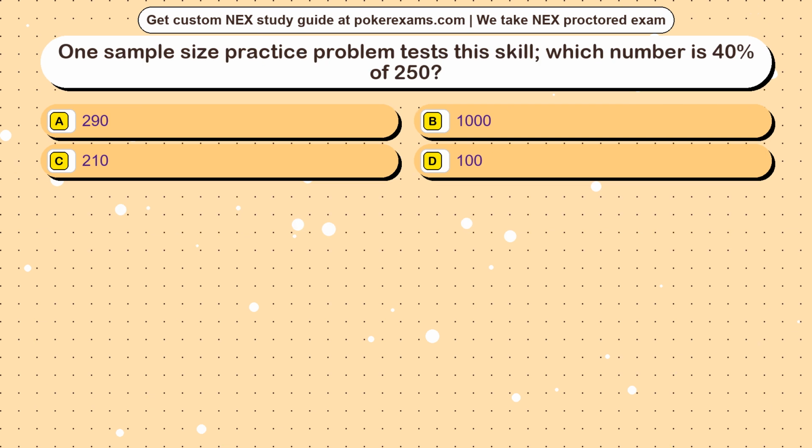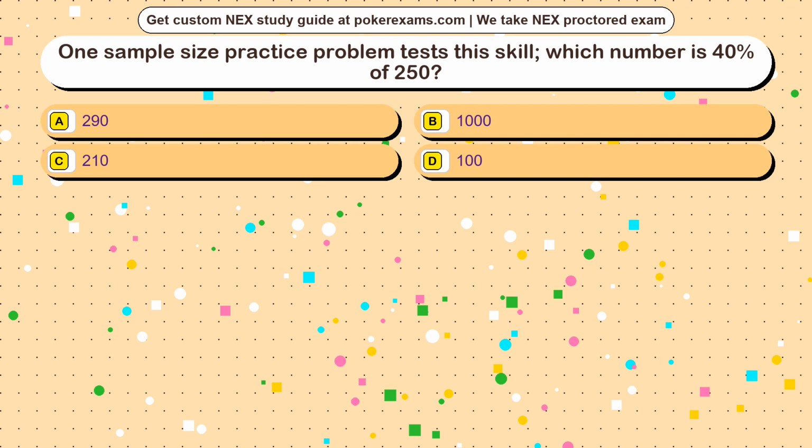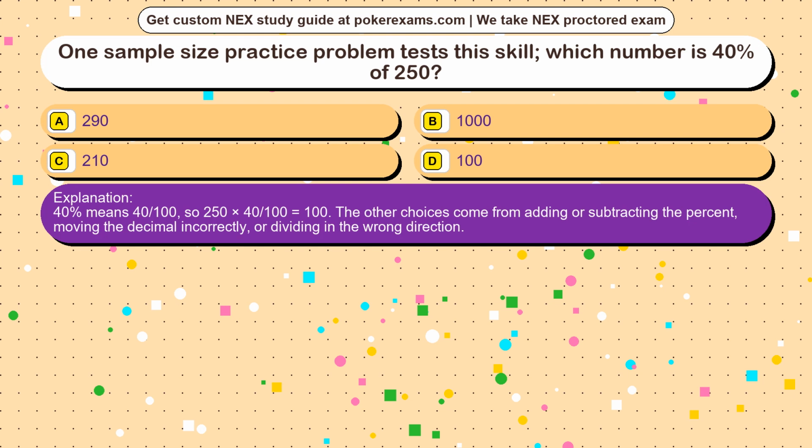Question 11. One sample size practice problem tests the skill. Which number is 40% of 250? Option A, 290. Option B, 1000. Option C, 210. Option D, 100. The correct answer is option D. 40% means 40/100, so 250 times 40/100 equals 100. The other choices come from adding or subtracting the percent, moving the decimal incorrectly, or dividing in the wrong direction.